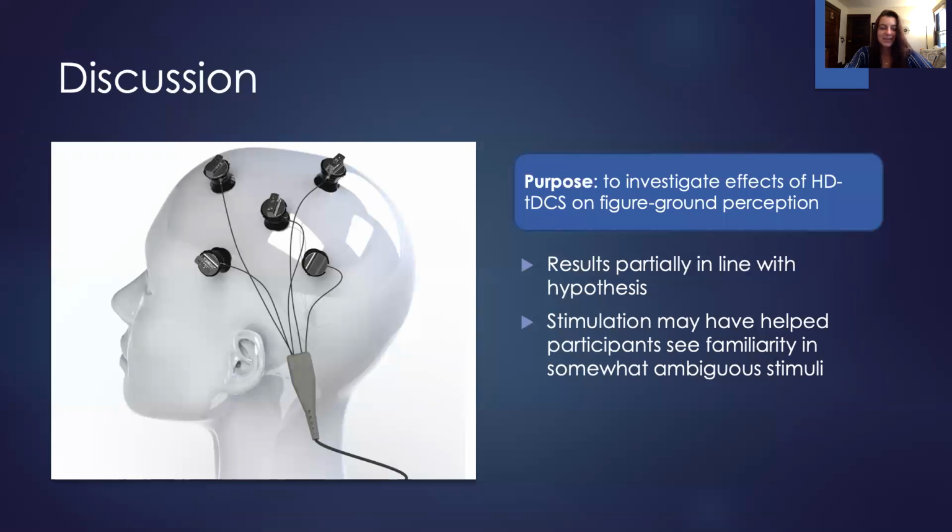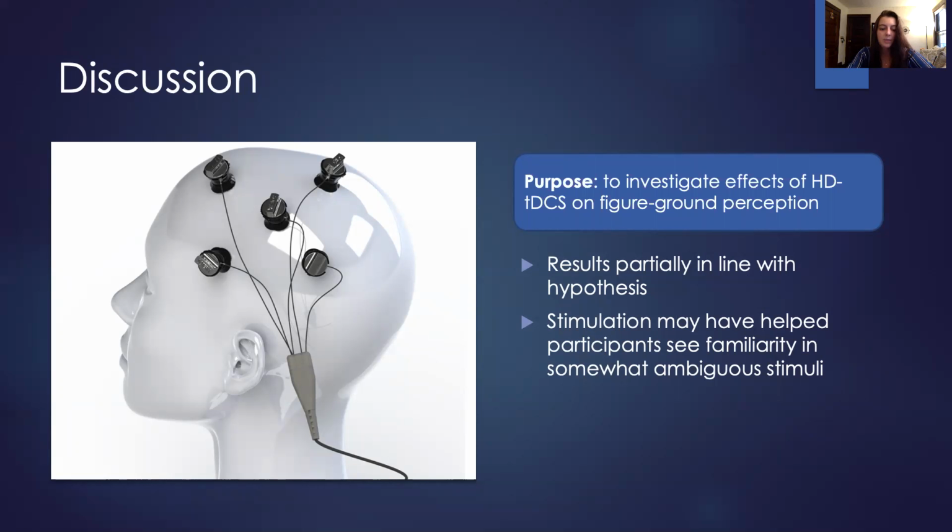So just to quickly recap, the purpose of this study was to investigate the effects of HD-tDCS on figure ground perception. And our results were partially in line with hypotheses, such that participants in the stimulation condition did have improved perception, but only for the part-rearranged stimuli and not the familiar stimuli. We also replicated previous literature such that in the sham condition, participants were more likely to choose the critical region when it depicted a familiar object.